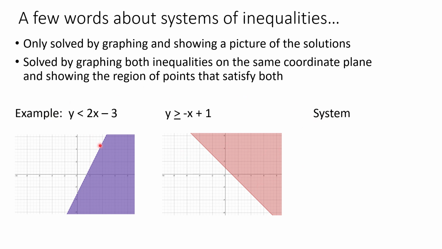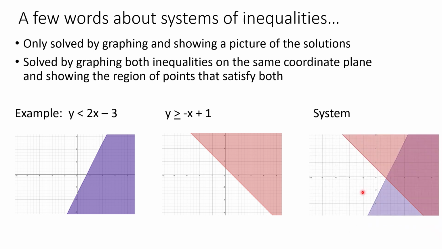So these are all the points that make the second inequality true. If you were asked to graph the system, here's what it would look like. You would put both of those graphs on the same coordinate plane. And I really like how Desmos does this. These graphs came from Desmos, where you can clearly see the region of overlap. So we had this purple section, and then we had this reddish section, and here's the region of overlap. These are the points that make both of the inequalities true. Okay, and so this is our solution.